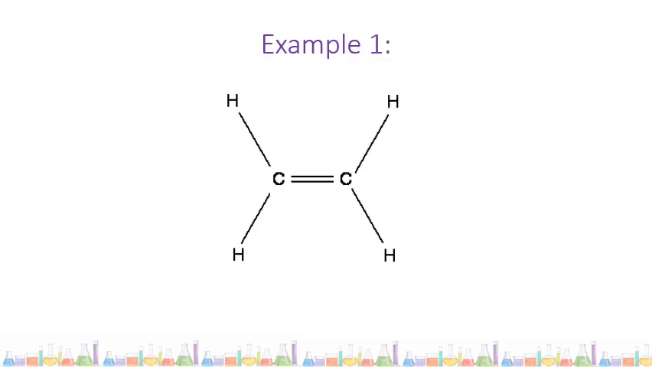So the first example for naming here, hopefully, is straightforward. We've got 2 carbons, it doesn't matter which side you number them from, they're still 1 and 2. There's no branches, so this must be ethene. Eth because we have 2 carbons, and ene because there's a double bond between them.